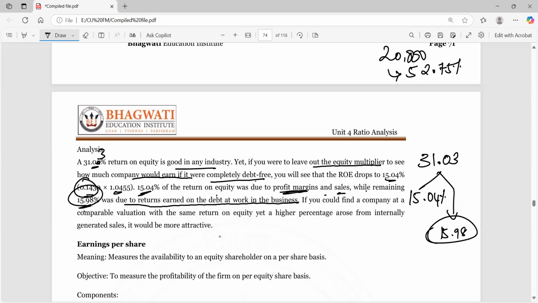You're all understanding it? Is it clear to everyone? This 15.04 percent is the return on equity that the company can generate without any debt, right? With debt, what is the return on equity the company is generating? 31.03, right? So 15.04 without debt. This remaining 15.98 came because of debt in the capital structure. So the company did not work for this 15.98%. Instead, the debt in the capital structure worked for the company to generate 15.98%. Clear? Any doubt in this? Did you all understand till this point? Any doubt?